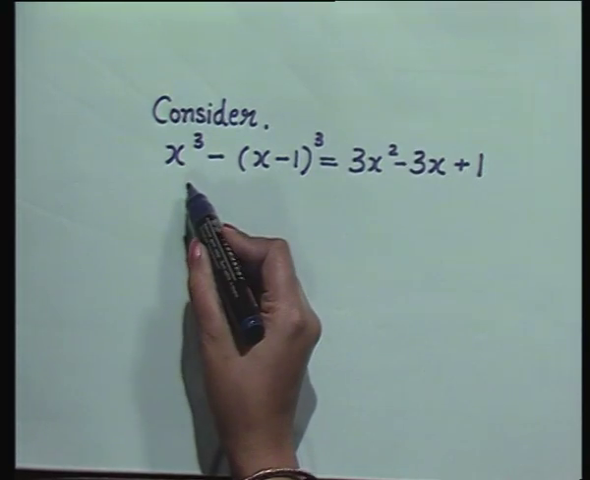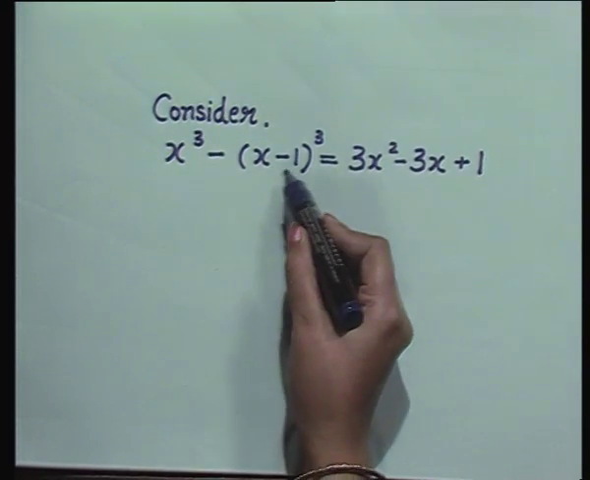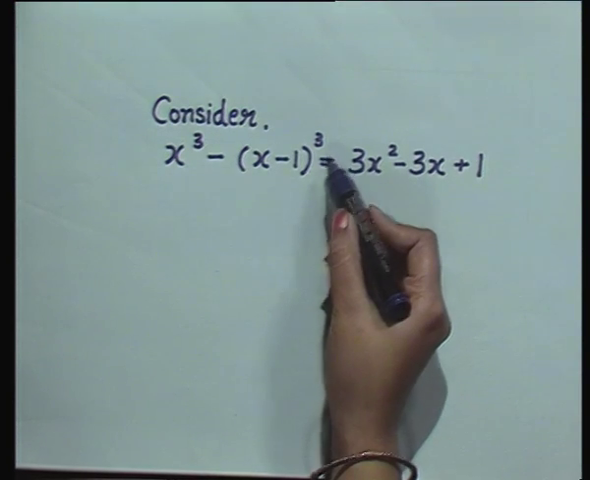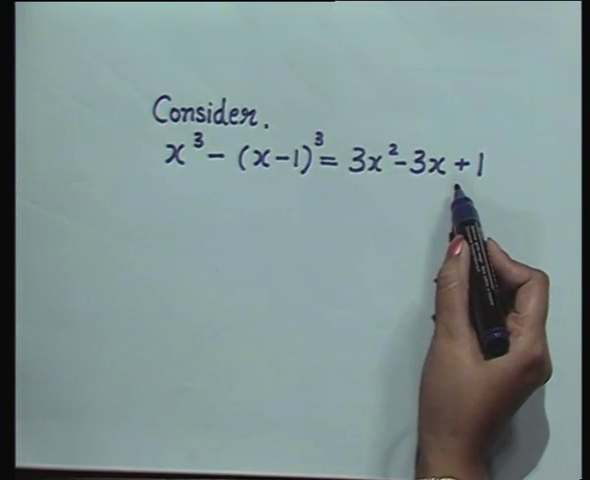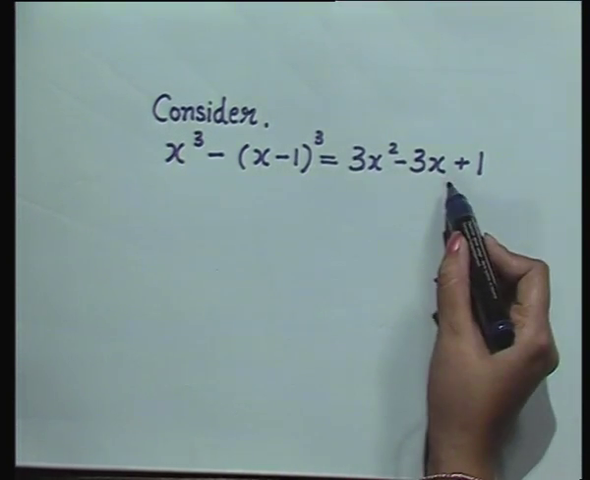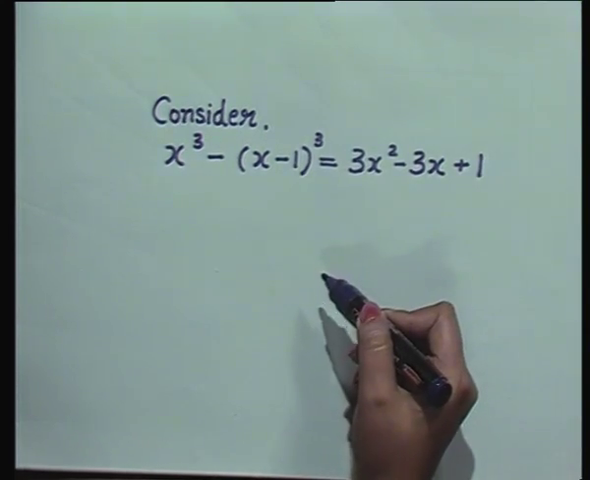But before that, why do we have this result? How is it proved? The proof depends on knowing a certain simple algebraic identity. Consider x cube minus (x minus 1) whole cube. As you can see, on simplification it will give you 3x square minus 3x plus 1. I called it an algebraic identity because it is true for all the values of x. I am sure you will agree with me.